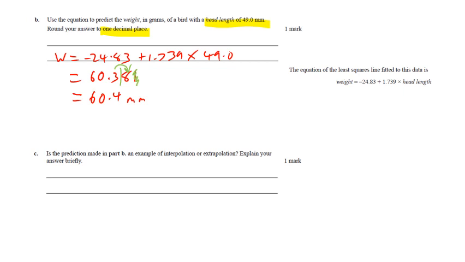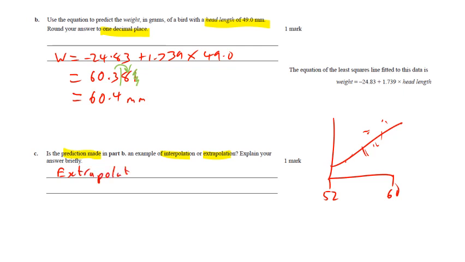Part C says, is the prediction of what we made above interpolation or extrapolation? If you look back at the graph, remember we were plotting between 52 and 60, remember? So we were plotting that line, and we had a 52 here, and then we had lots of little dots, and then a 60, and we drew our line. So 49 is below that, yes? So it is extrapolation, because it's outside the data range.